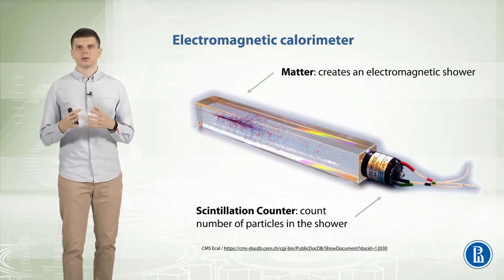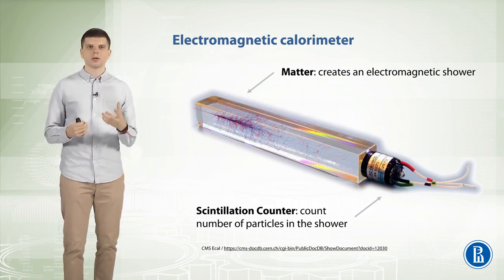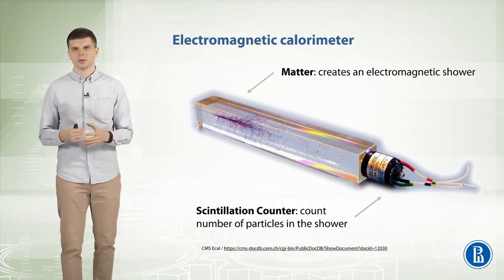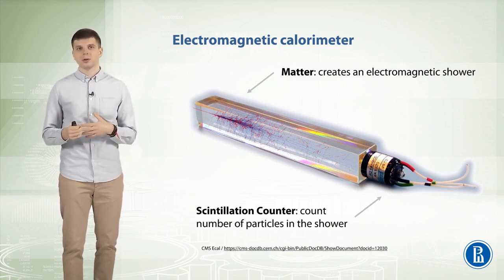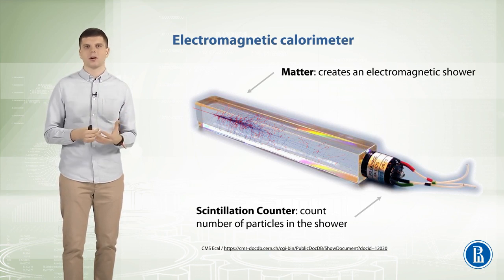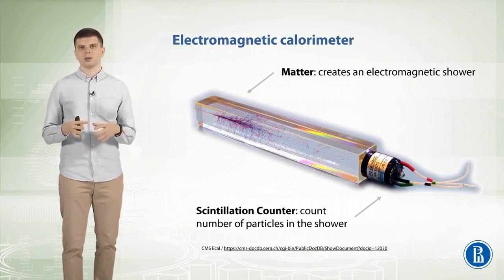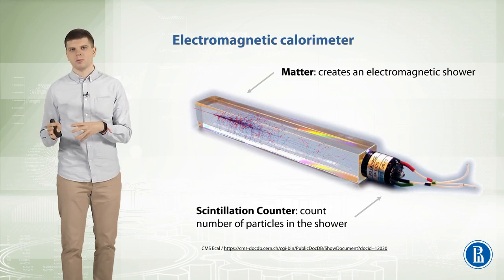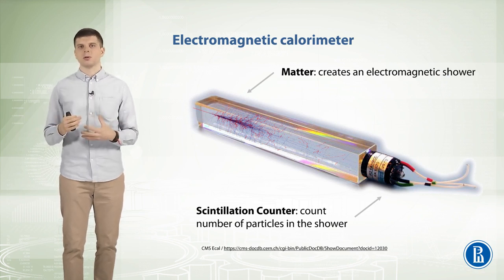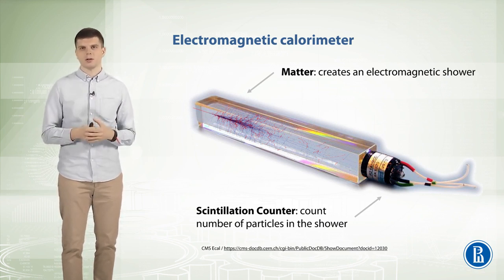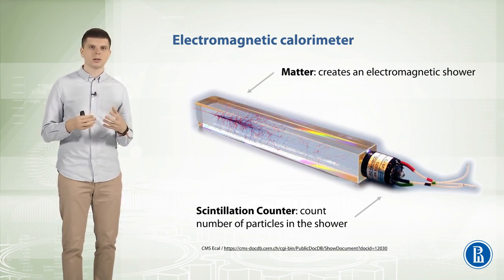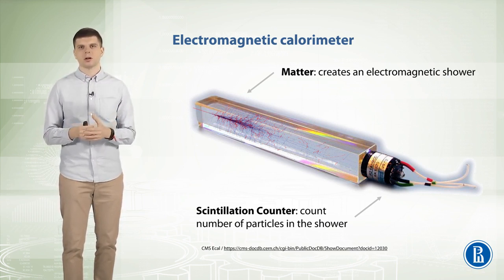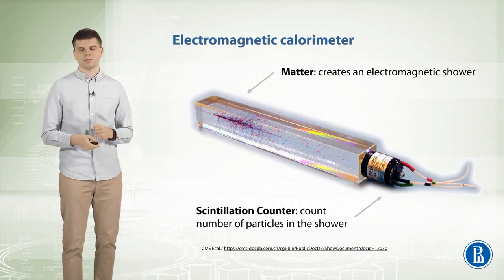The crystals are transparent because a lot of particles in the shower are photons. Also, there is a scintillation counter after the crystal. It counts the number of particles in the shower. This number depends on the incoming particle energy, and this dependence is estimated during the calorimeter calibration process.